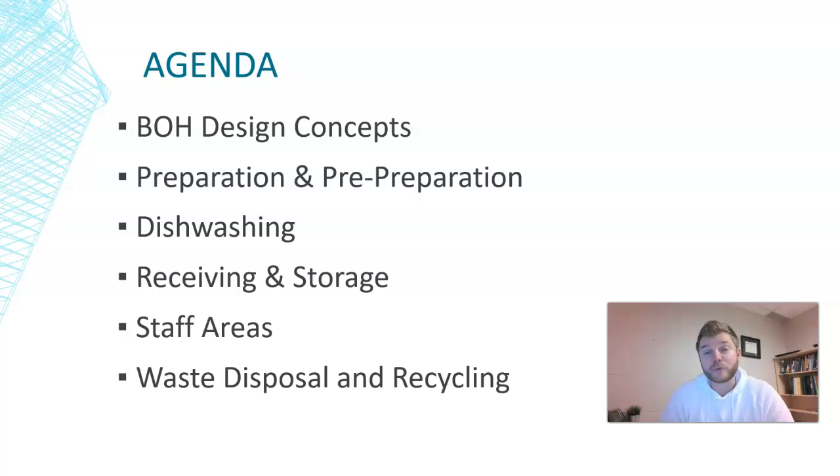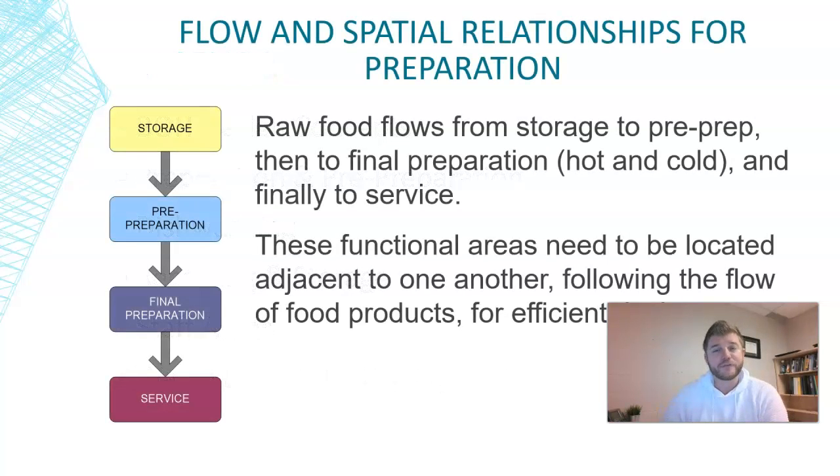So we'll have our preparation, our pre-preparation area, dishwashing, receiving and storage, staff areas, and some of our waste disposal and recycling. So when you think about it, these are all the areas that we need to develop before we apply heat or before we create our final product of food. Now, the things that we're going to be looking at today are mostly related to a food and beverage commercial, so restaurant operation, although these same principles can be applied to any different food and beverage operation of the non-commercial type. So first thing we talk about is the flow and spatial relationship for preparation.